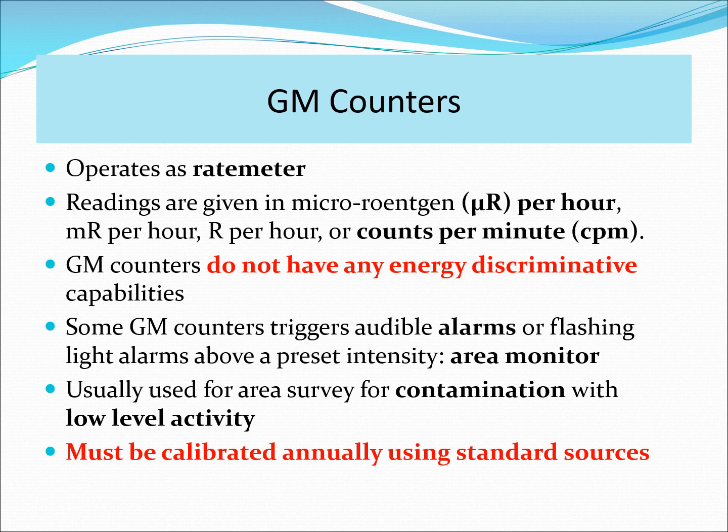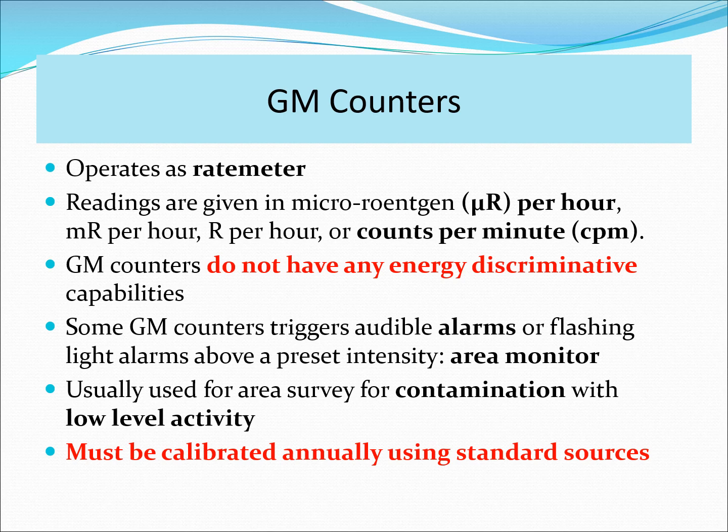GM counters do not have energy discriminative capabilities like the one that we have just discussed with the dose calibrator, where it takes into account the energy, and so you have the various buttons for you to detect technetium, iodine-131 and so forth. But GM counters do not have energy discriminative capabilities, so any radiation would trigger the ionization of the gas chamber, and you will get the readout in micro Roentgen per hour or counts per minute.